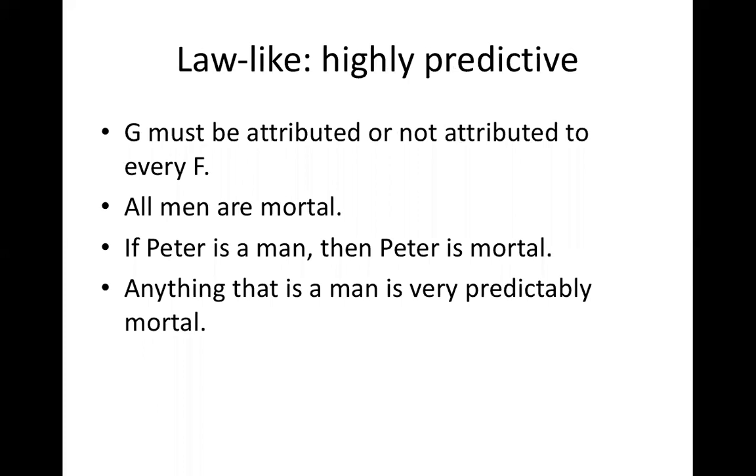Now, law-like hypotheses are highly predictive. The prediction power of a law-like hypothesis is very high, because if you say that all members of a class are tall, and you say that John is a member of that class, it means that John must be tall. It must apply to John like a law. So anyone you identify as being in that class has a high predictability of being tall. The predictability that anyone who is a member of that class is tall is 100%. So that's why we say law-like hypotheses are highly predictive.